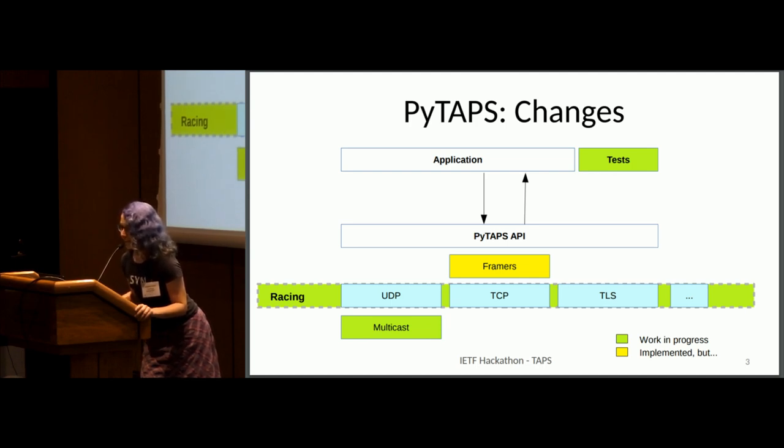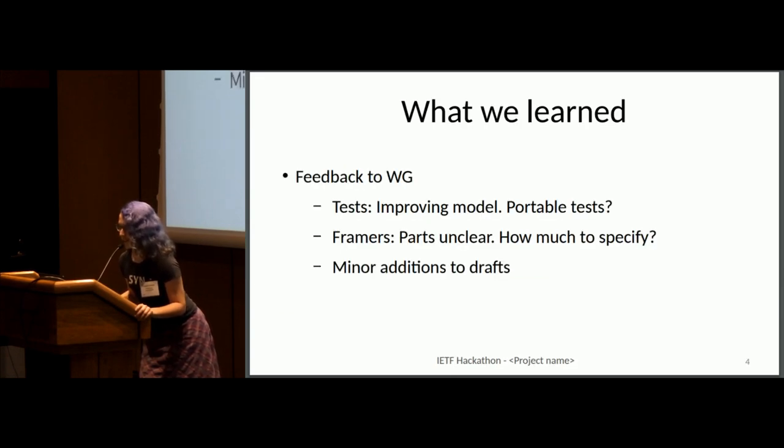Also, we have a nice, interesting concept called framers. So the idea is you get a byte stream from TCP, but then you have a delimiter that delimits your byte stream into messages. And this is a concept that has been expanded in the recent draft. And so we've been discussing framers a lot, and there's also going to be more discussion on this concept in the working group. So we have some feedback, because in our implementation some parts were unclear. Also, we're going to discuss how much of this we have to specify.